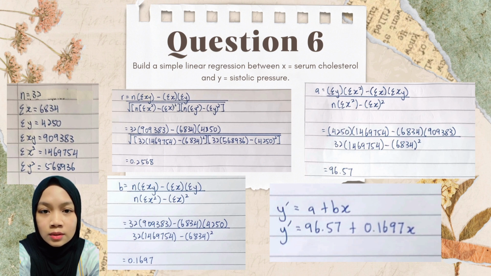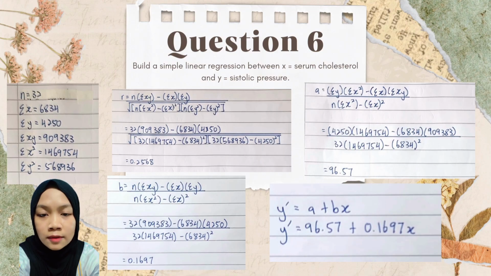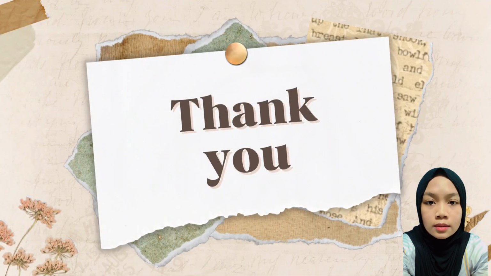96.57 and 0.1697 respectively. After that, substitute the values of A and B in the regression line formula and got 96.57 plus 0.1697x. That's all for my explanation of how I got the answers.